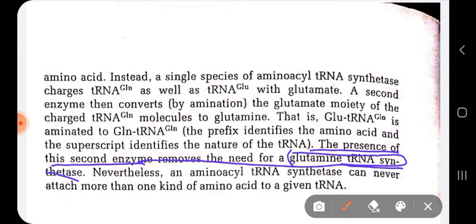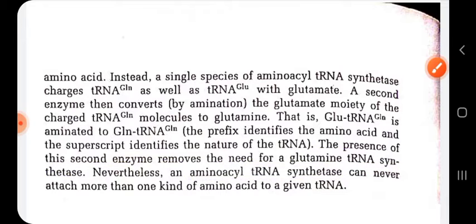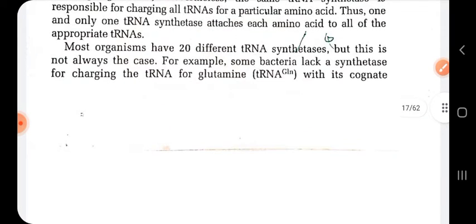So it's not always true that all the organisms have the 20 amino acid tRNA synthetases. Okay, and it also has to be remembered that an amino acid tRNA synthetase can never attach more than one kind of amino acid to the tRNA. Okay, so this is the main thing. I think you have been able to understand what I have tried to say. Still, I am going to discuss this part again.